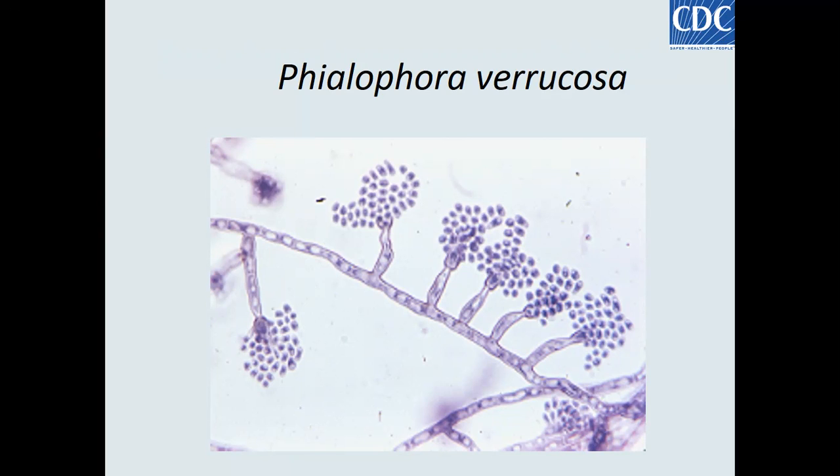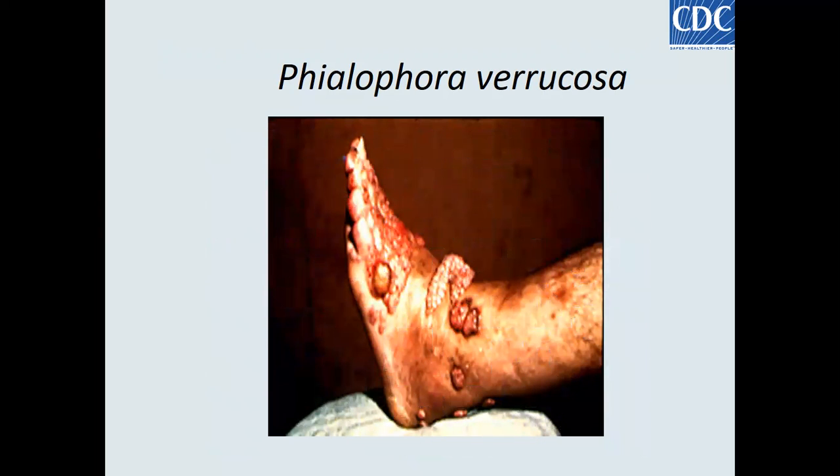We call these structures phialides. Mycology kind of has its own language. And you see how, to me, they look almost like vases with that structure at the top, that's a collarette. And then the conidia are forming at the edge there of that collarette. So they kind of look like flowers in a vase. But in your body, it's not quite that pretty.